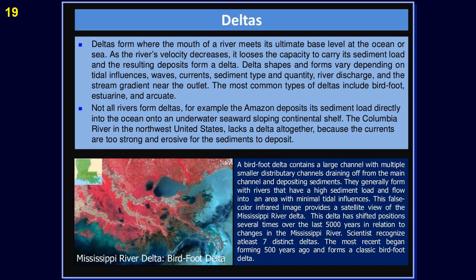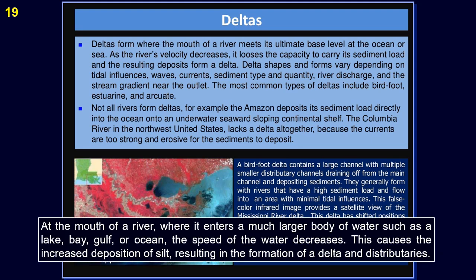At the mouth of a river, where it enters a much larger body of water such as a lake, bay, gulf, or ocean, the speed of the water decreases. This causes the increased deposition of silt, resulting in the formation of a delta and distributaries.